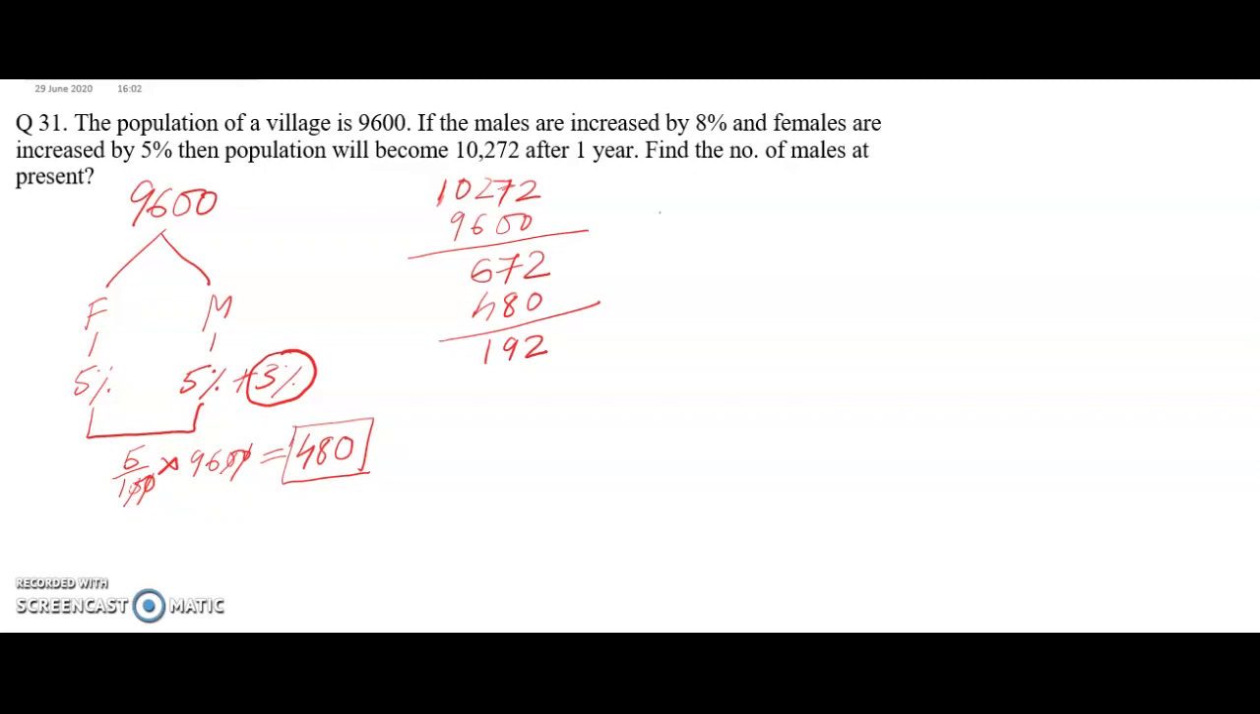So 3% of male is how much? 192. So male will be, if we solve this, so male is 6400 in numbers. So this is our answer.